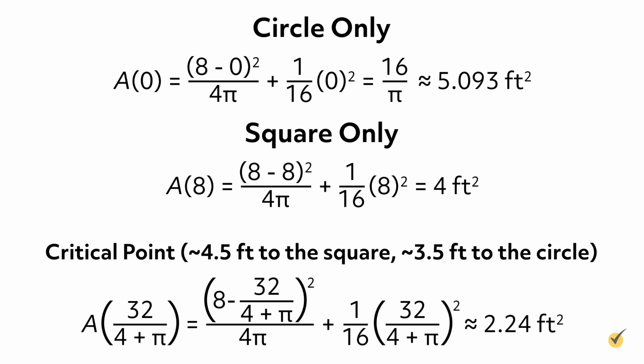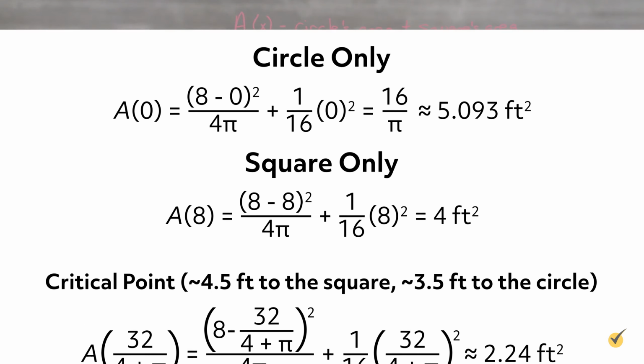If Lisa cuts the wire at the critical point and dedicates around 4.5 feet to the square, she will have a total area of approximately 2.24 square feet. It seems that Lisa will have the greatest area if she dedicates all 8 feet of wire to the circle.